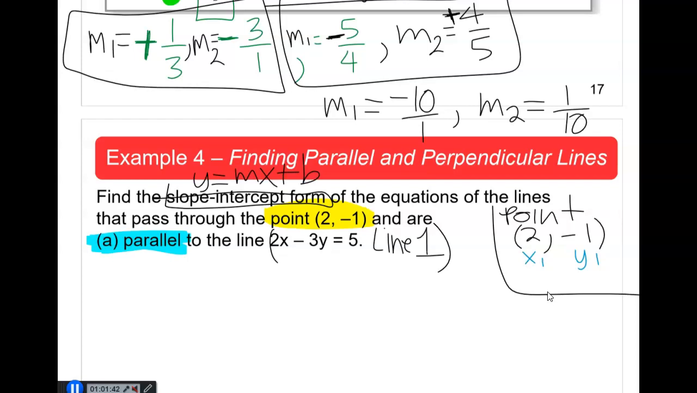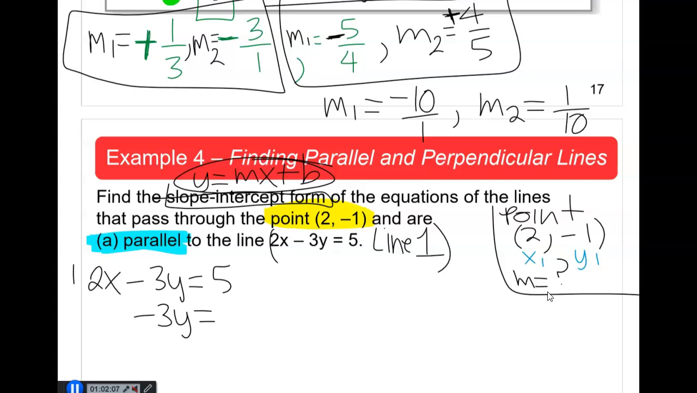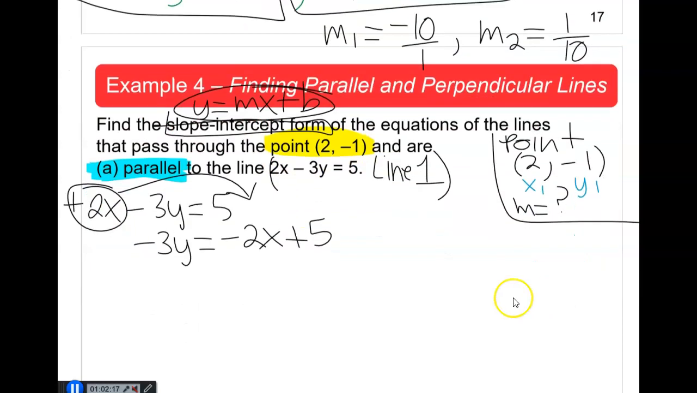Okay, so line 1 is in standard form. We want to write it in slope intercept form because we want to know what the slope is. So we have 2x minus 3y is equal to 5. If I want to solve for y, it's going to be negative 3y is equal to the positive 2x taken across the equal sign, which gives me negative 2x. And let's not forget about the plus 5.